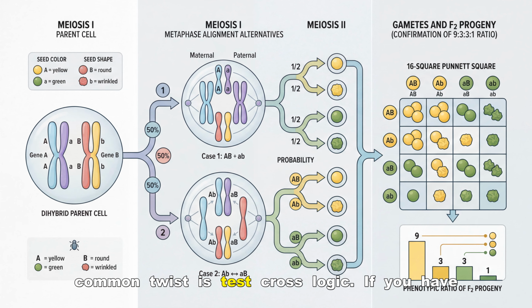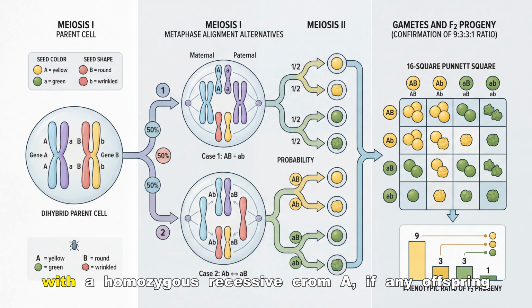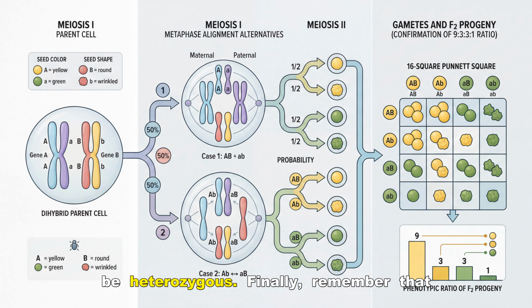Another common twist is test cross logic. If you have a dominant phenotype with unknown genotype, A_, cross it with a homozygous recessive, aa. If any offspring show the recessive phenotype, the unknown parent must be heterozygous.